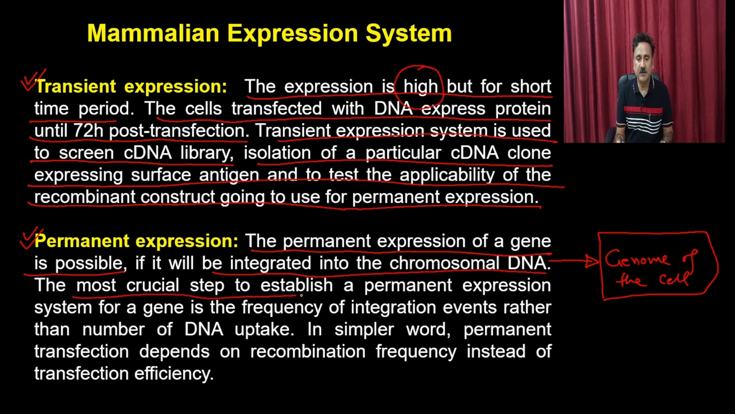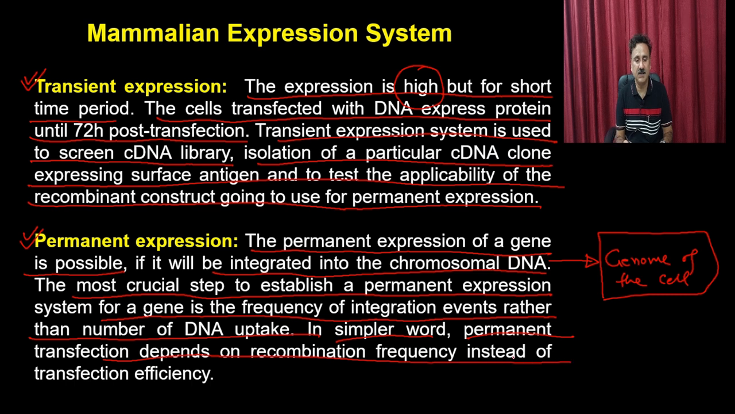The most crucial step to establish a permanent expression system for a gene is the frequency of integration events rather than the number of DNA uptake. In simpler words, permanent transfection depends on the recombinant frequency instead of the transfection efficiency. Irrespective of this, once the permanent expression is generated, which involves screening and all that, which is very complicated and beyond the scope of the current chapter, you are going to have the gene integrated into the genome, right?